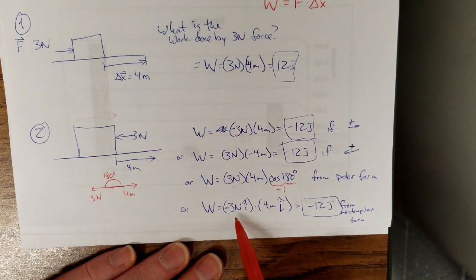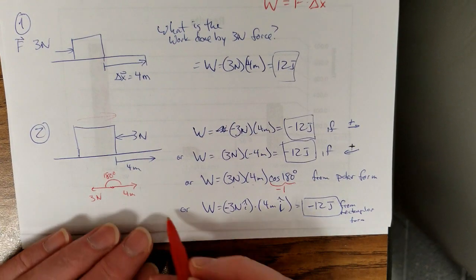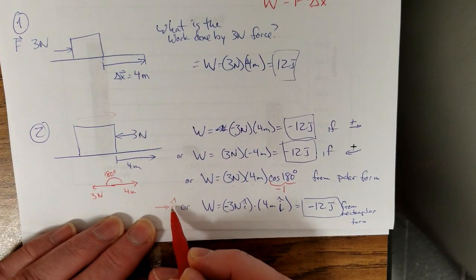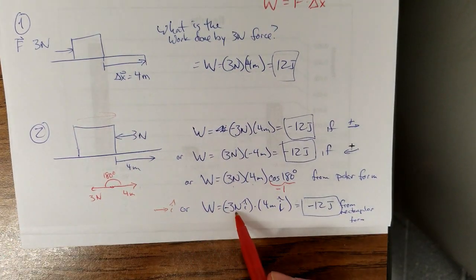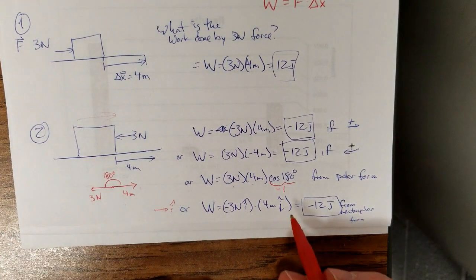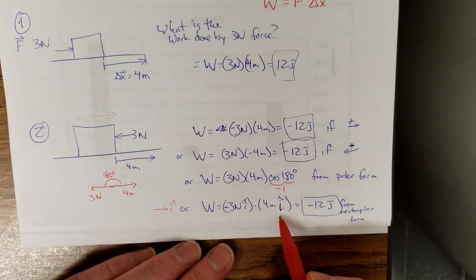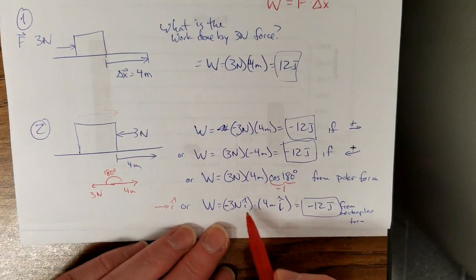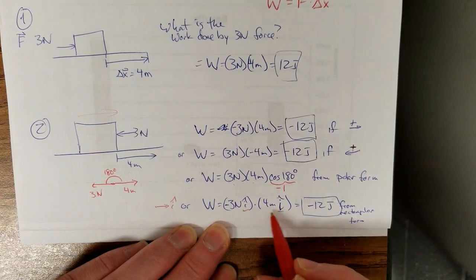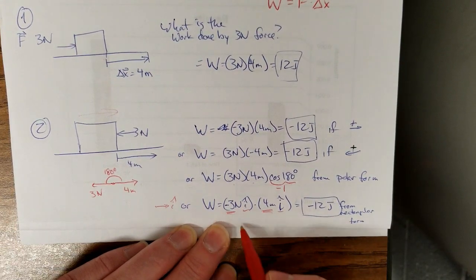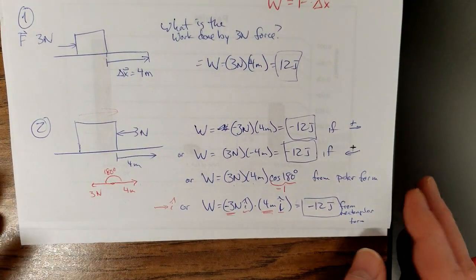And then in terms of i hat, making positive i hat to the right, I get negative 3 newtons i hat times 4 meters i hat. And when in rectangular form, you multiply the common components. In other words, you multiply the i components together, so that's the 4 meters and the negative 3 newtons, and I get negative 12 joules again.